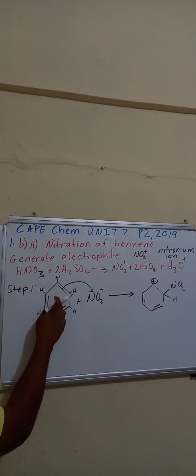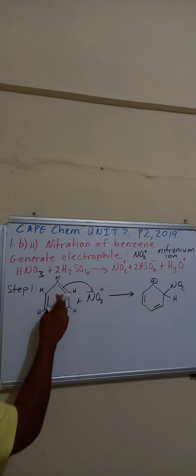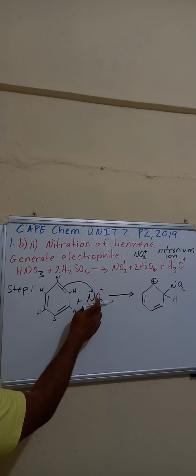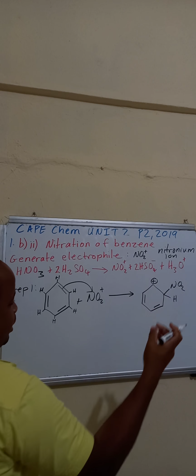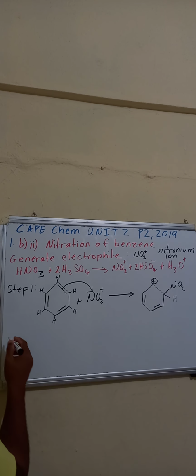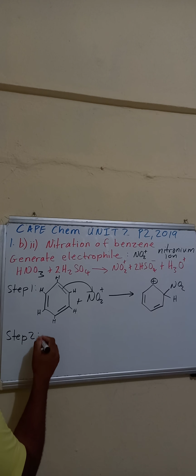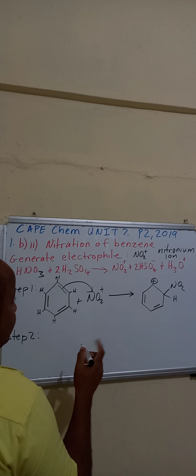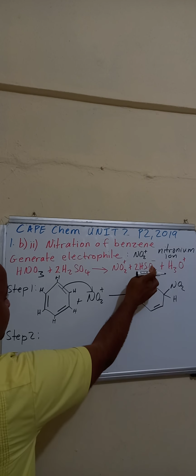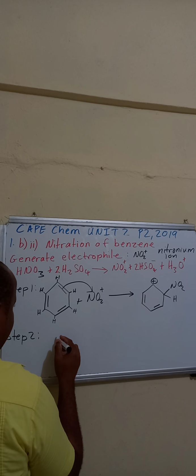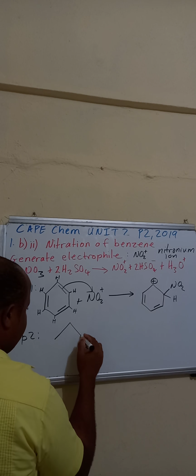So the pi electrons of one of the double bonds attack the electrophile, and we get the nitronium ion added to the ring. And in step 2, let's draw it first.